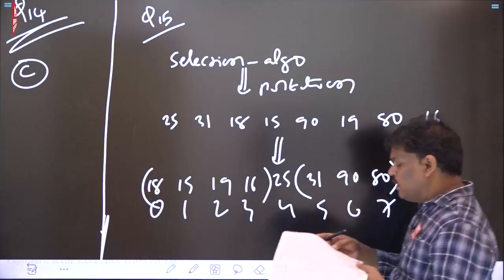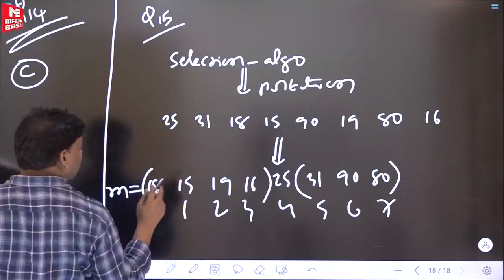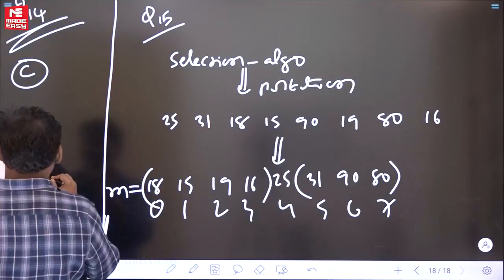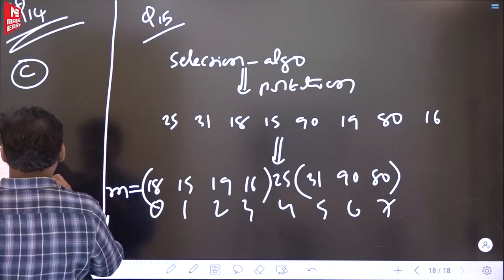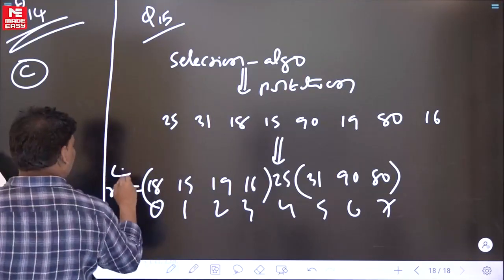And see one more thing. Can you help me? What will the partition algorithm normally return? Partition algorithm will normally return the position of the pivot element. Now what did he mention? The return value is the number of elements in the left part. Can you say how many elements are there in the left part? 4 elements are there, m value is 4.